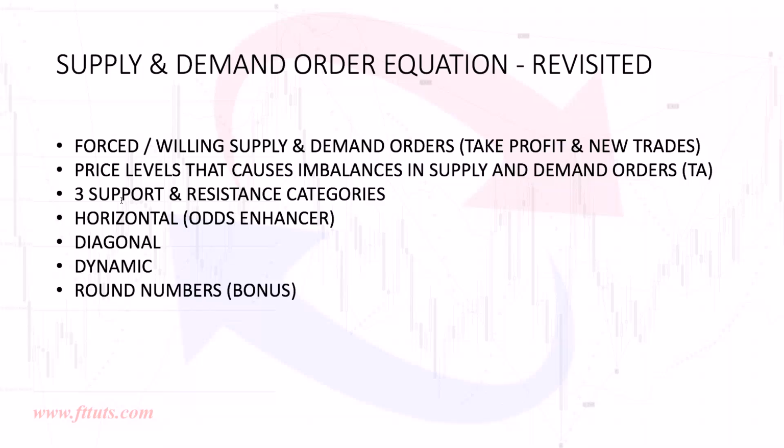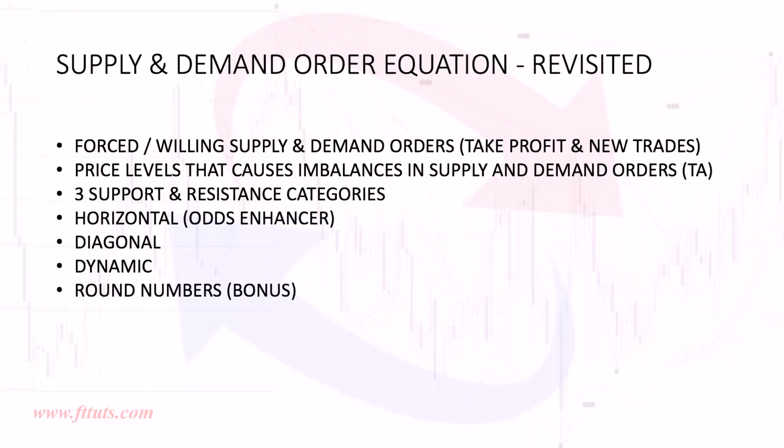Now, there are three support and resistance categories that traders will generally trade, right? The first one is horizontal, as we know, and that is really also an odds enhancer, right? We've got diagonal, which is where traders will look to join lows, higher lows, and highs and lower highs. And then we have dynamic, which is moving averages, and then we have a little bonus one, which is round numbers. This is more to do with psychology.